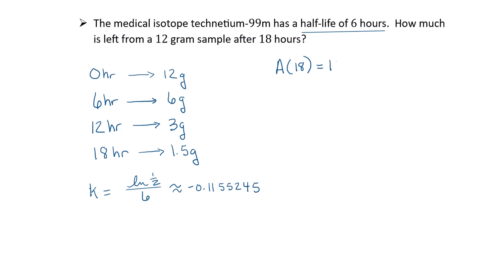Now, I can figure out the amount at 18 hours. It is the starting amount of 12 times e to the negative 0.1155245 times the time of 18 hours. So the amount at 18 hours, if we put this into the calculator, you'll get 1.5 grams.